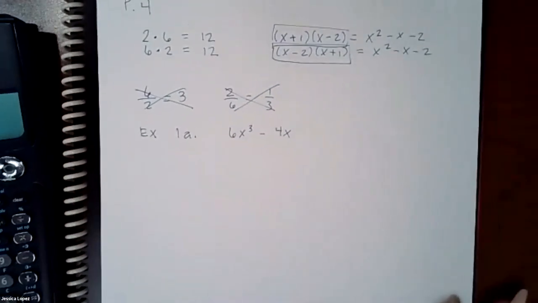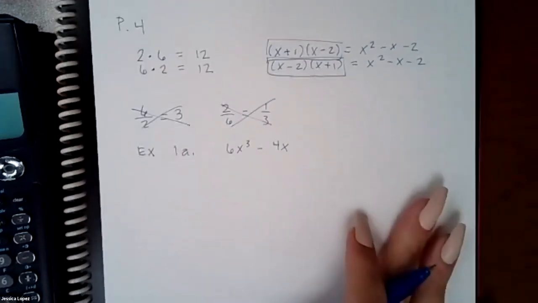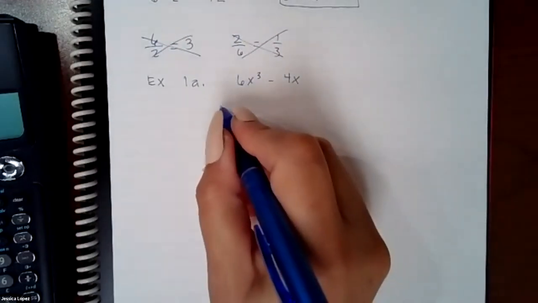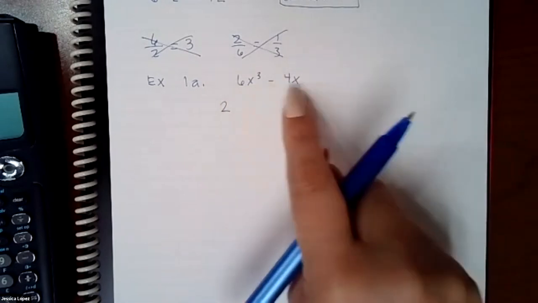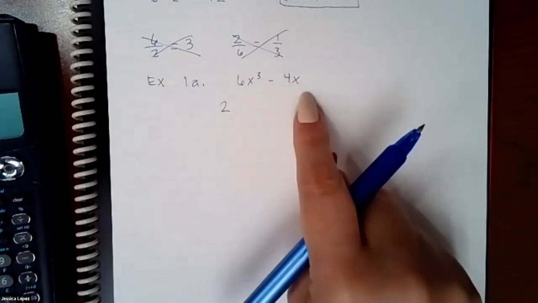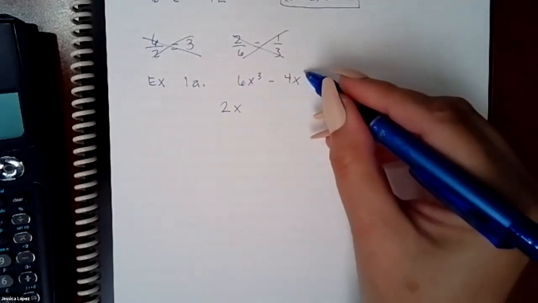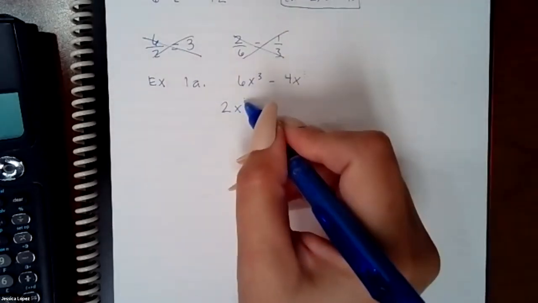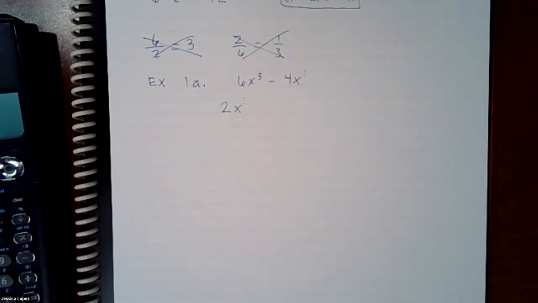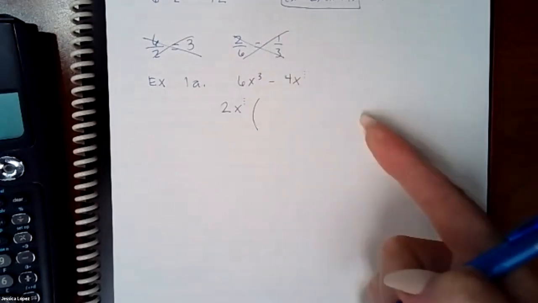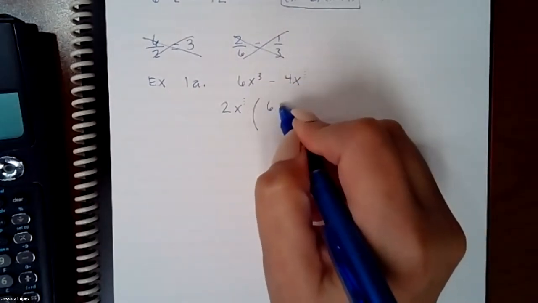Oh, that looks better. Okay, so I'm working on this problem here, and I noticed that both of those could be divided by 2. And then as far as the variables, they both have x's, so I can take out x's, but how many? We have to go with the lower exponent, which means I would be taking out just x to the 1 or just x. Now, how do I figure out what's going to go in the parentheses? This is how I do it.